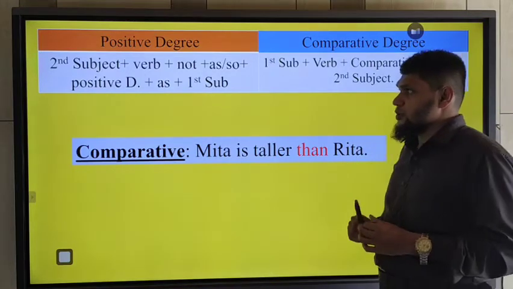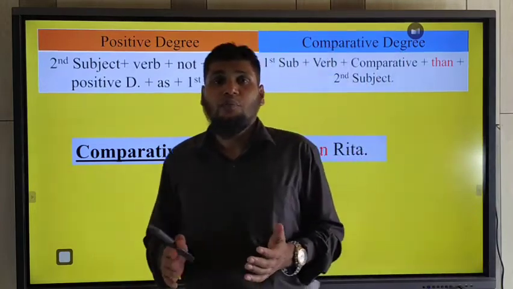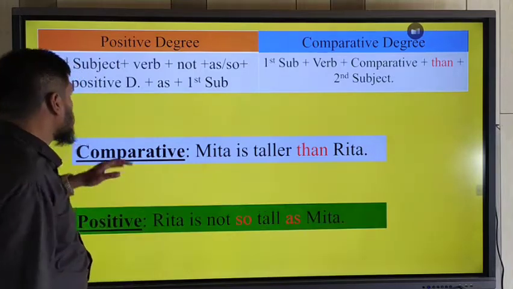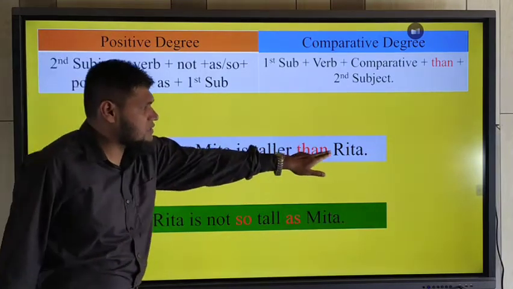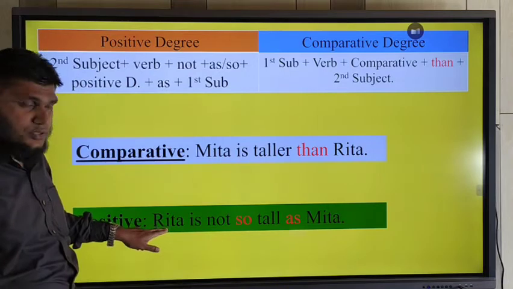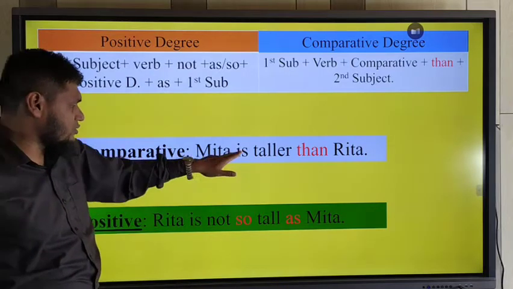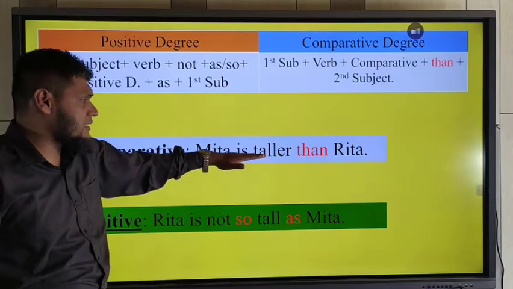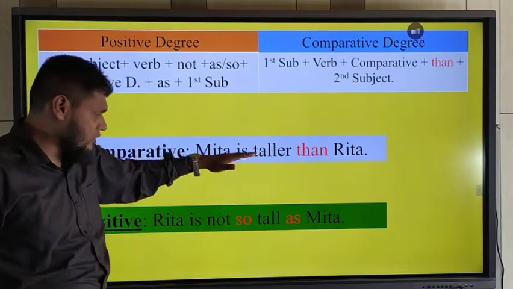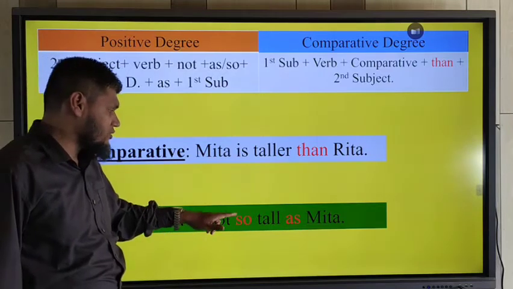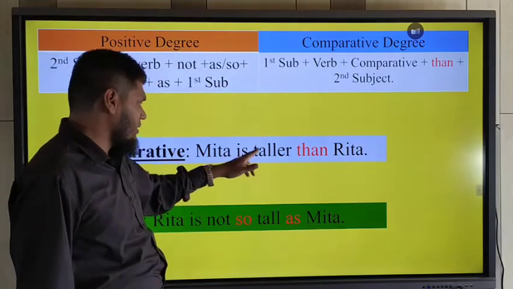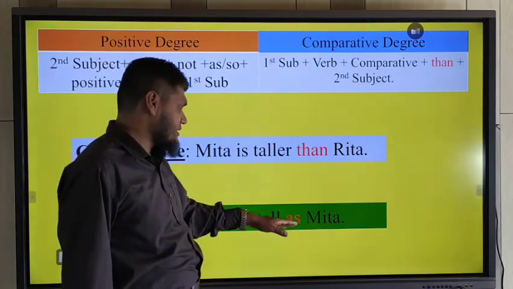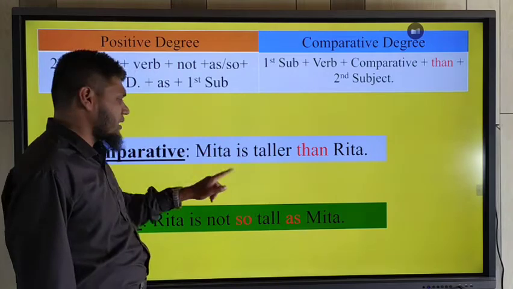subject Rita. So if you want to change it into positive degree, that time you should use negative form. At first you should use the second subject. Who is the second subject? Rita. Rita is the second subject. You should use the second subject first, and then you should use the verb, and then you should use "not". If the sentence is in affirmative form, you should use negative form. Okay. Then you should use "so" or "as". Then the positive form of the comparative degree, and then "as", and the first subject. First subject means Mita. Understand?